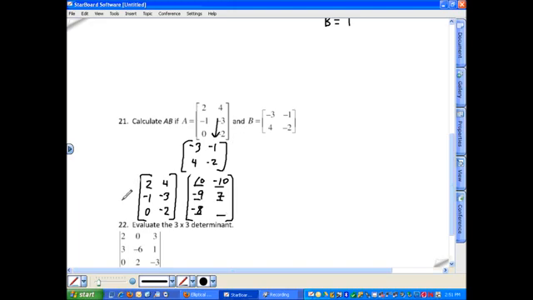And then we need to drop down to this row. 0 times negative 1 is 0. Negative 2 times negative 2 is 4. 0 plus 4 is 4.